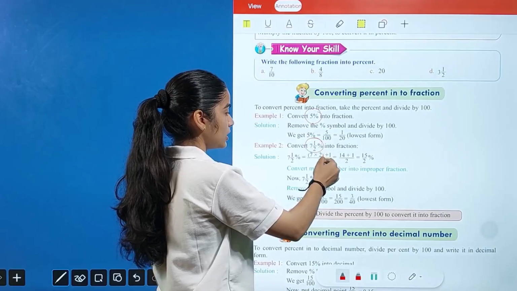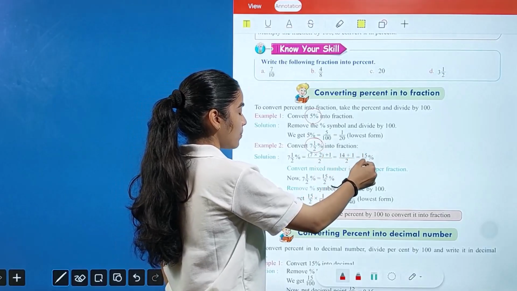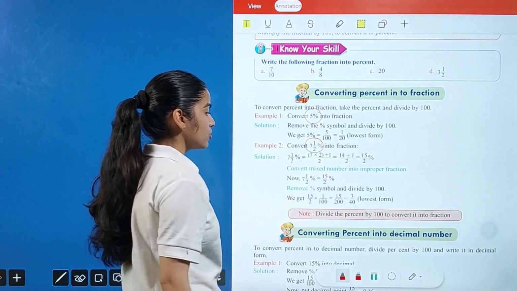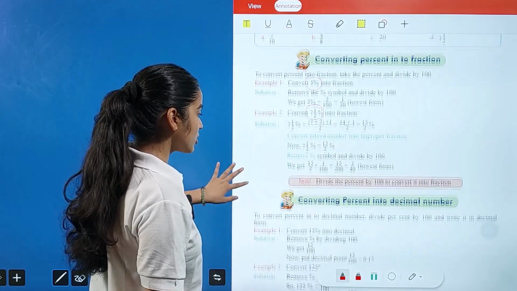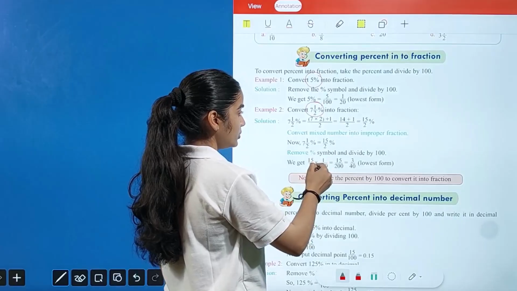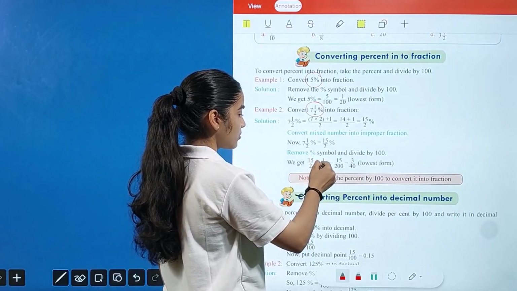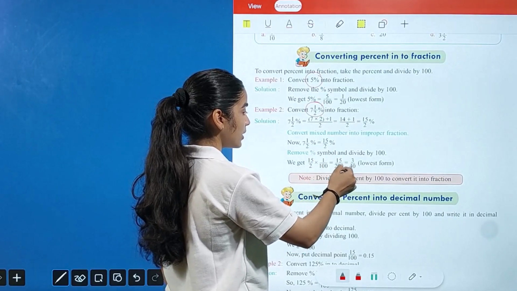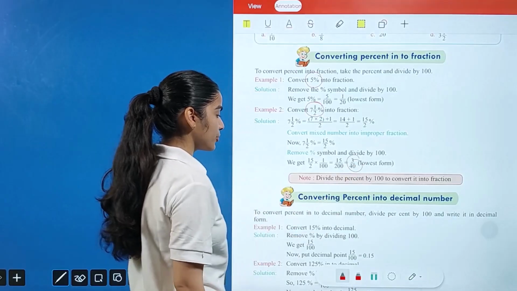First, we have to convert it into an improper fraction. So 15 upon 2%. Now, you can easily change it by removing this sign: 15 upon 2. So you have to remove this sign and divide by 100. Your answer will be 15 upon 200. 3 by 40 is your lowest form.